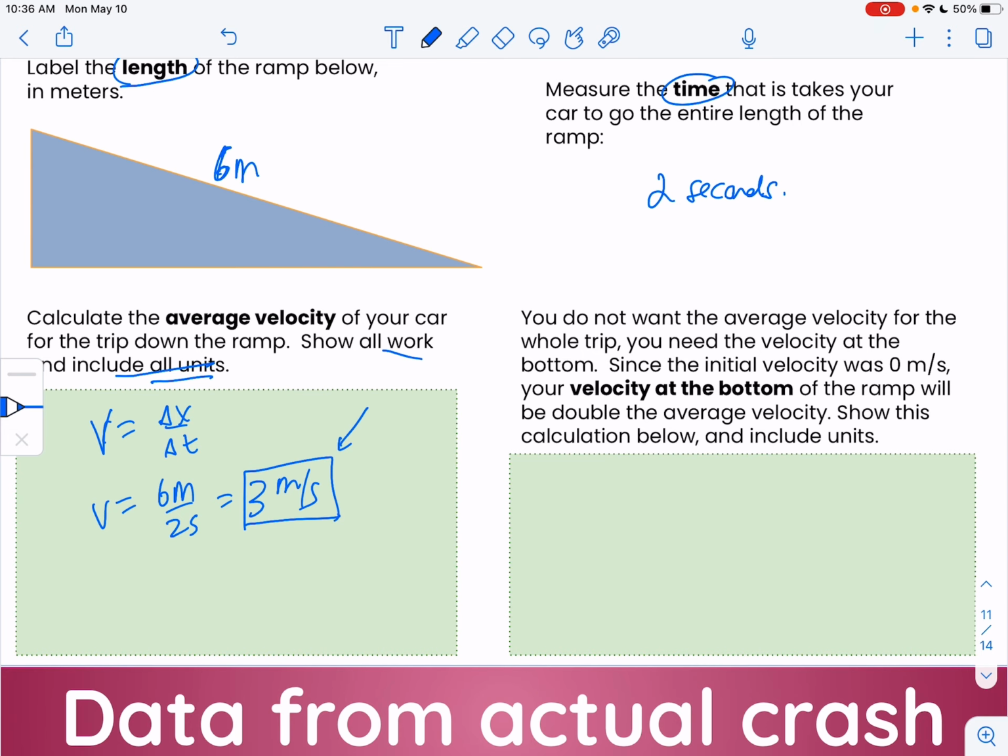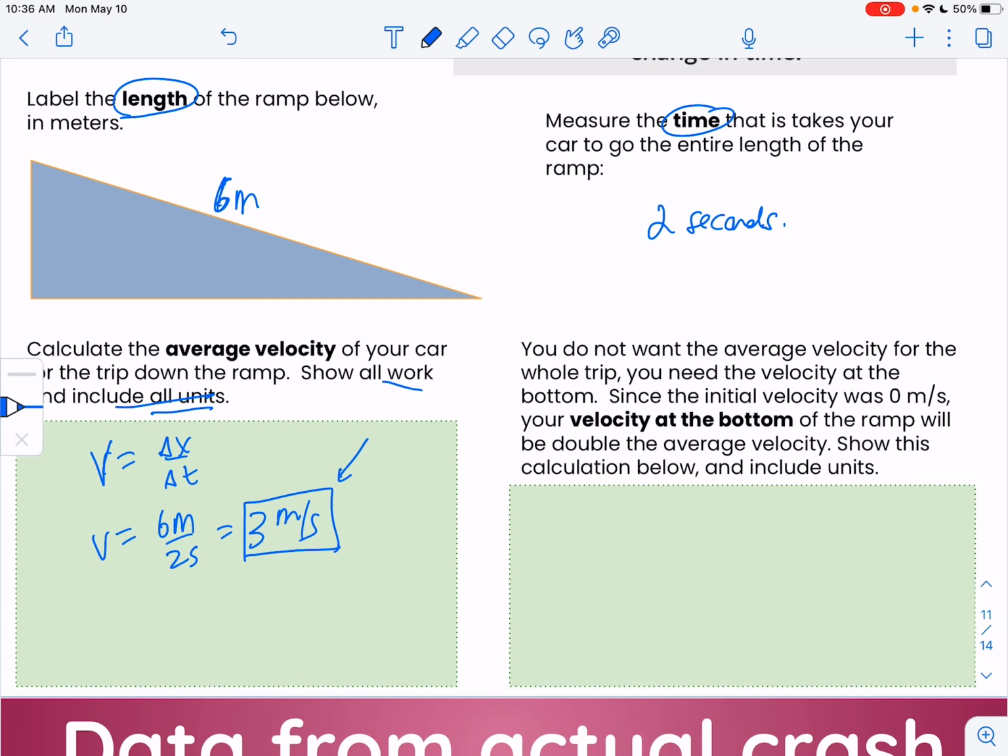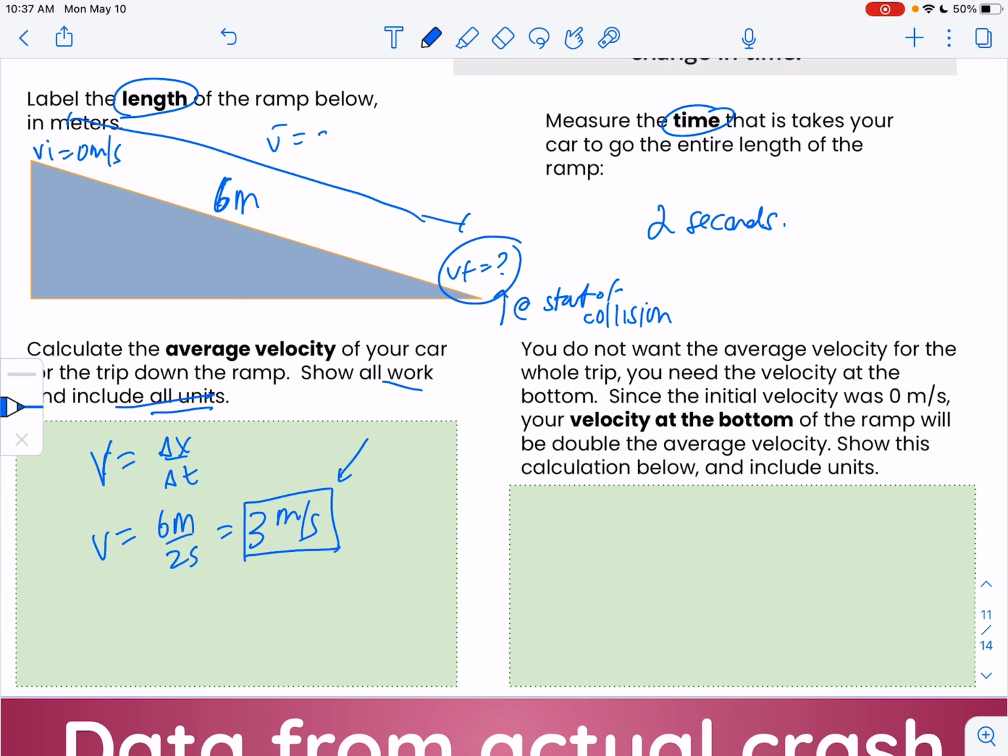Now, we don't want the average velocity, we want the velocity at the bottom. I have the initial velocity at the top, which is 0, and the final velocity here is the one that we want, because this is going to be at the start of the collision. If the average velocity was 3 meters per second, average velocity just means you average the velocities, initial and final, divided by 2. Our initial velocity is 0, so it just turns out that the final velocity divided by 2 is the average.